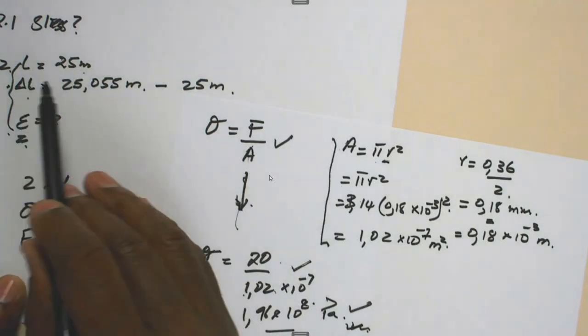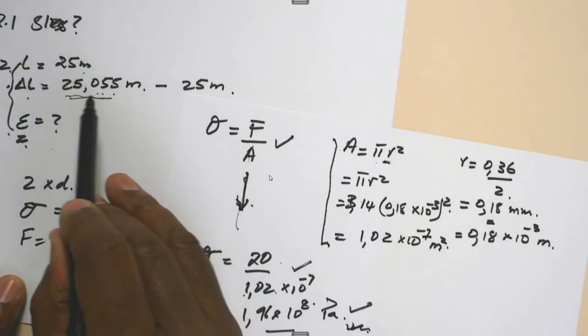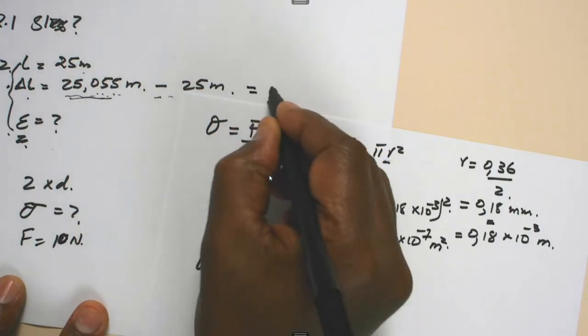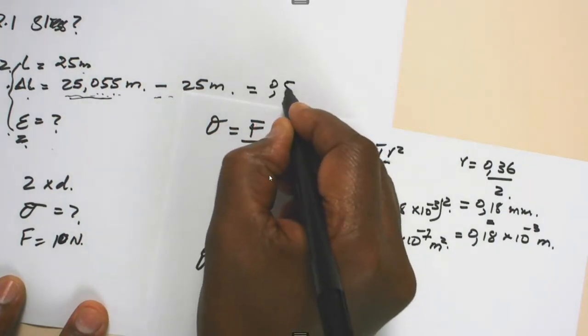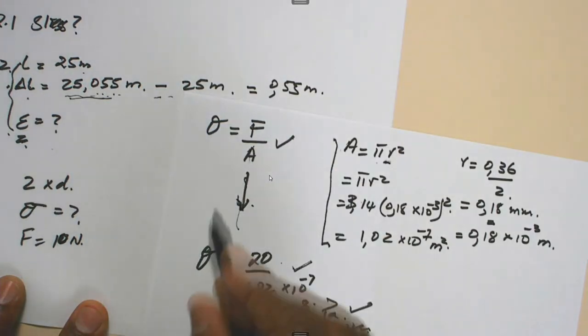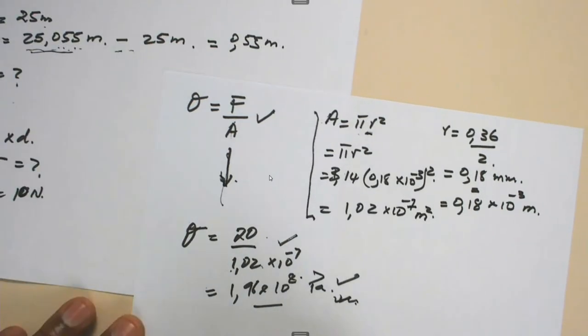The change in length, because the final length is 25.055 meters, would be the difference between the two, which would give us 0.055 meters. Then to calculate the strain, we have change in length over the original length. Now our change in length is equal to 0.055.